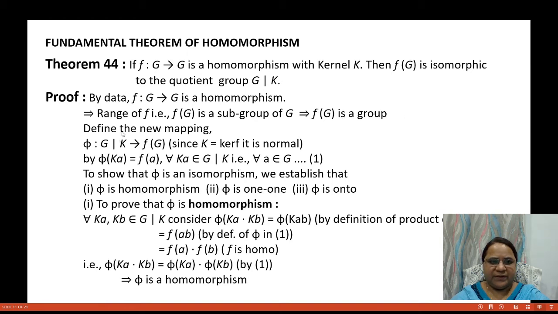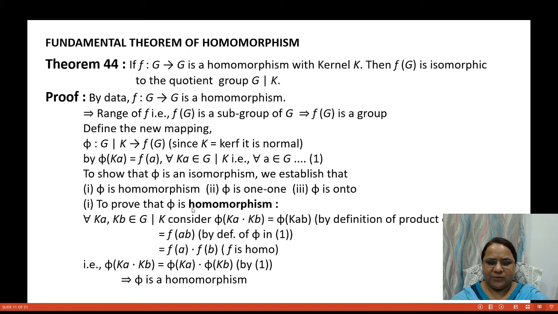Such that f(G) is a group. Define a new mapping phi from G/K to f(G). Since K is a kernel, it is normal. So phi(Ka) = f(a) for all Ka belonging to G/K, that is a belongs to G. Call this 1 now. To show that phi is an isomorphism, we need to prove that it is a homomorphism, it is one-one, and it is onto. So we need to prove these three conditions.